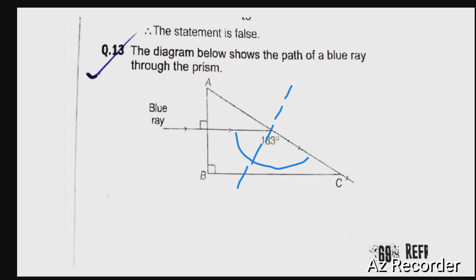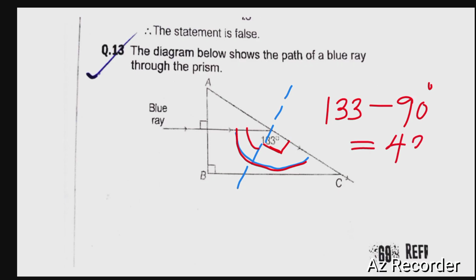Since I have drawn a normal, let me mark that this particular angle is 90 degrees and the total sum is 133. So how will I calculate this particular angle? This angle can be given by 133 degrees minus the normal 90. So 133 minus 90 is nothing but 43 degrees.